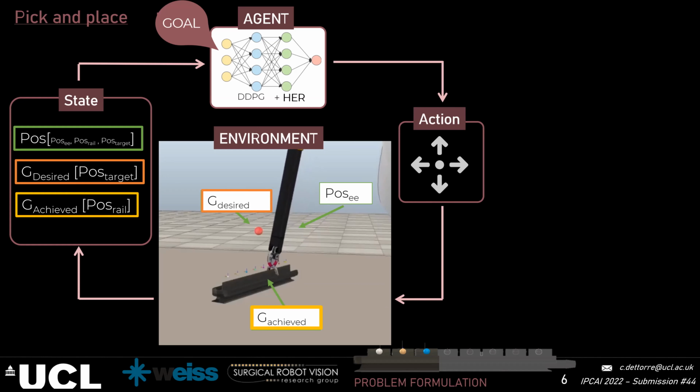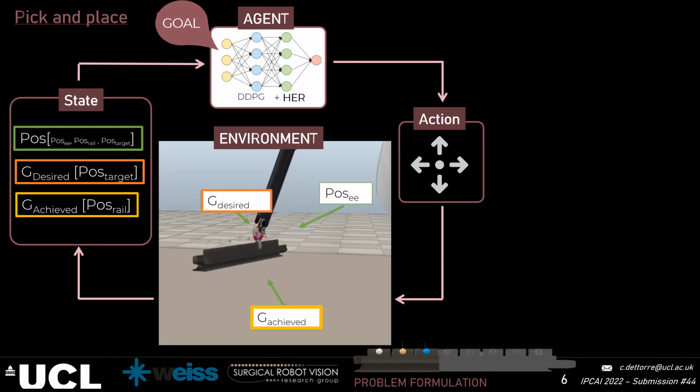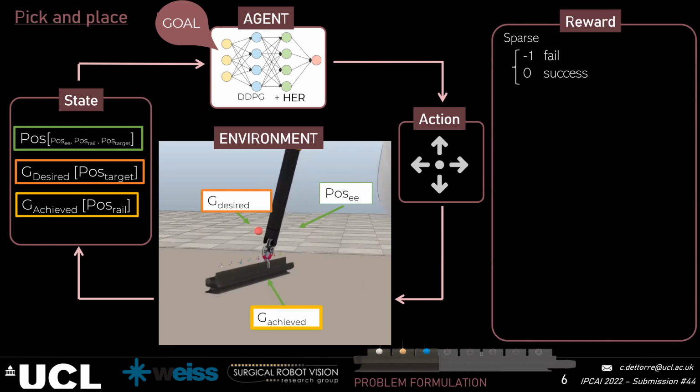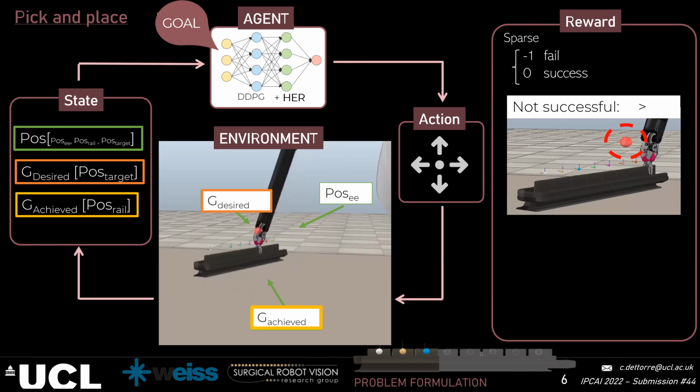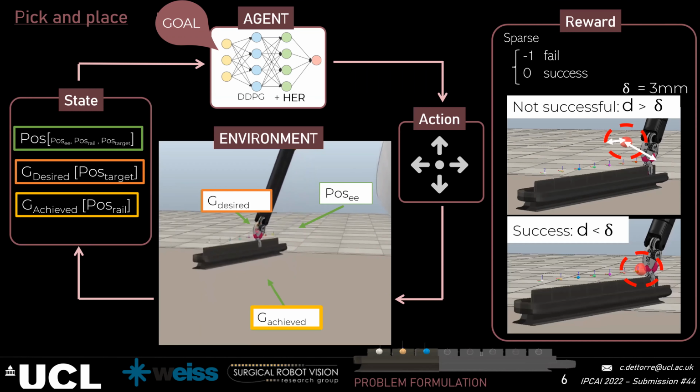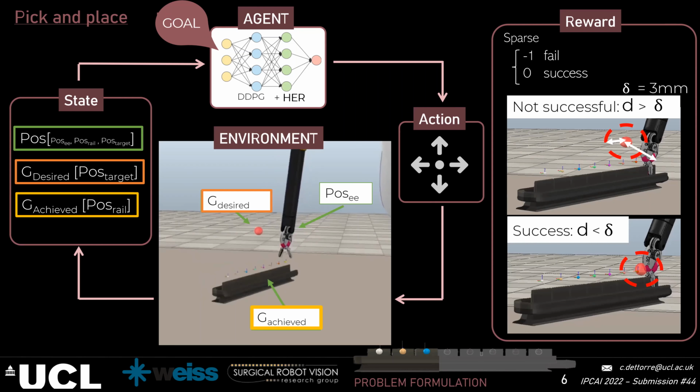And we can see how the aim of the task is to grasp the rail and retrieve it over the circular target. For the reward, we define it as sparse, and particularly it gets value -1 when the distance d between the robot and the goal is greater than the threshold delta, defined arbitrarily as 3 mm, or 0 when lower.